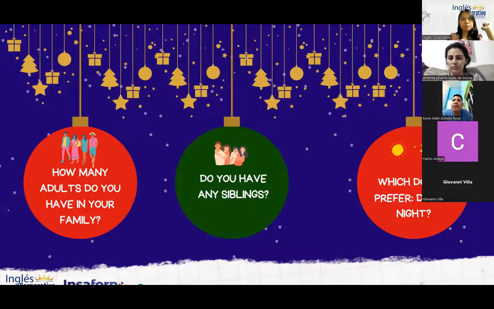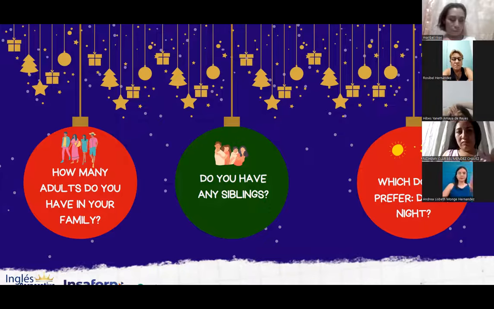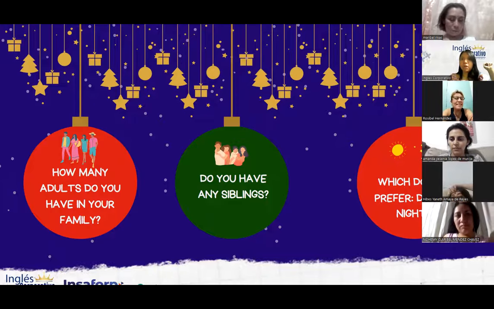I have 3 brothers and 1 sister. Perfect. Okay. And you, Amanda, how many siblings do you have? I have 2 siblings, 1 sister and 1 brother. Perfect. Yes. Excellent. Rosibel, how many siblings do you have? I have 1 sister. Okay. Perfect. Okay, Andrea Lisbeth, how many siblings do you have? I have 2 brothers. Okay.